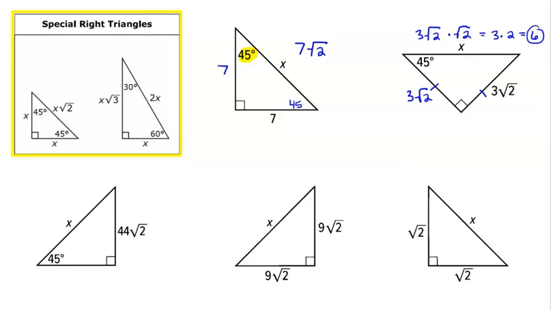All right, let's do the same thing for this one. We've got 44 times the square root of 2. So this one is going to be 44 times the square root of 2 times the square root of 2, and that's going to give us 44 times 2, which gives us 88.